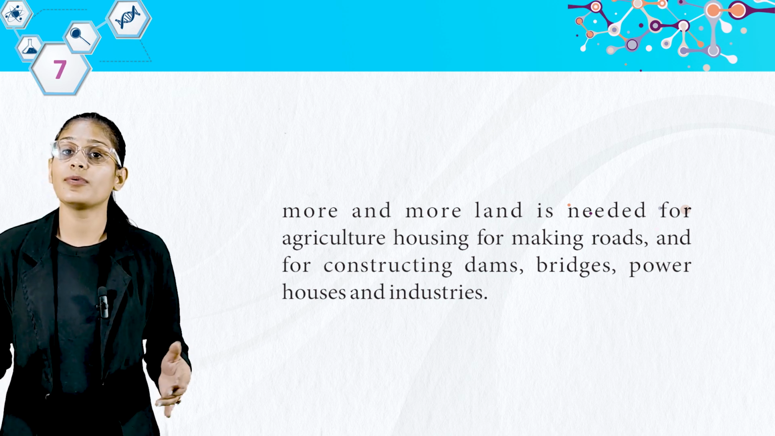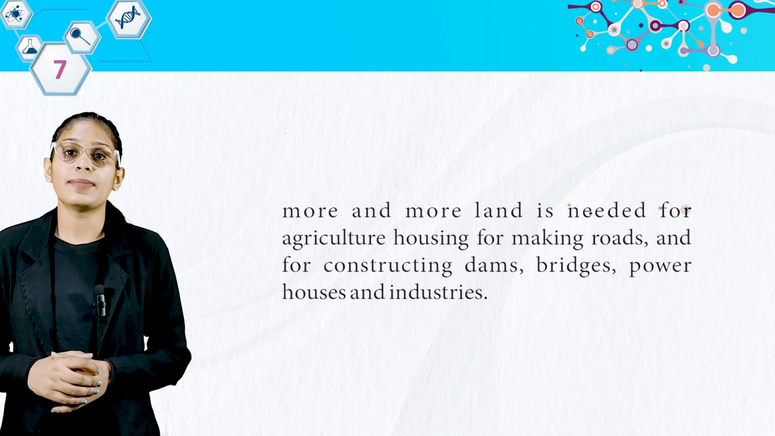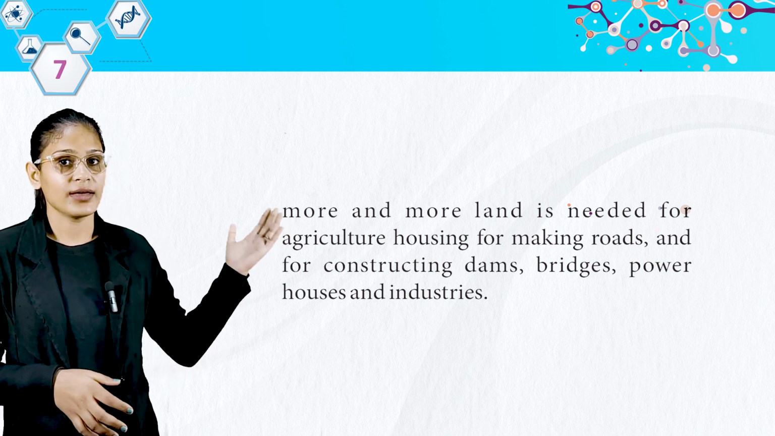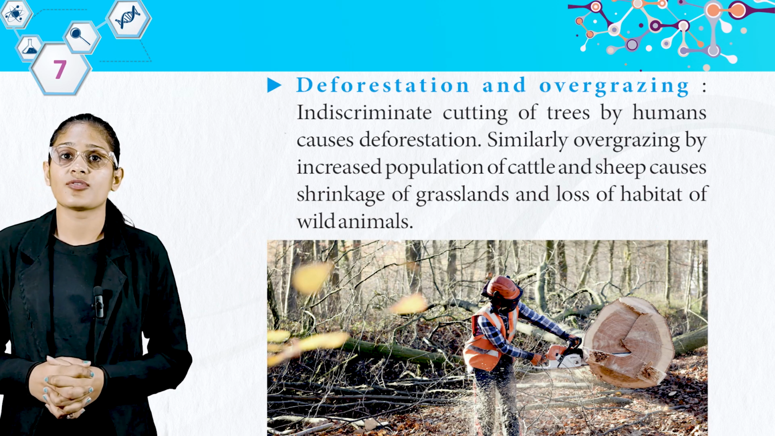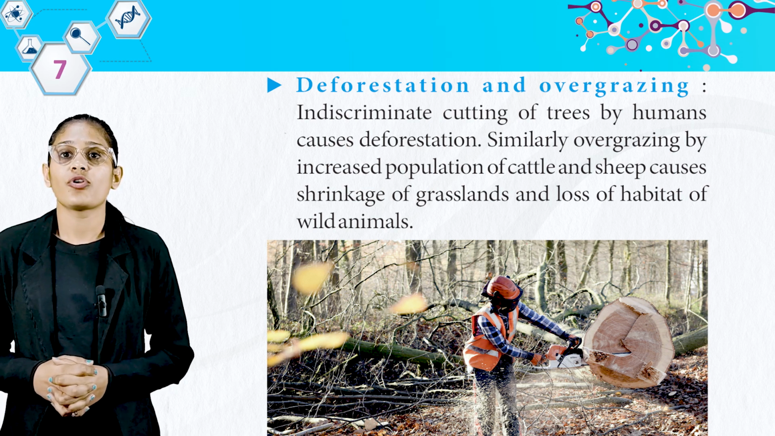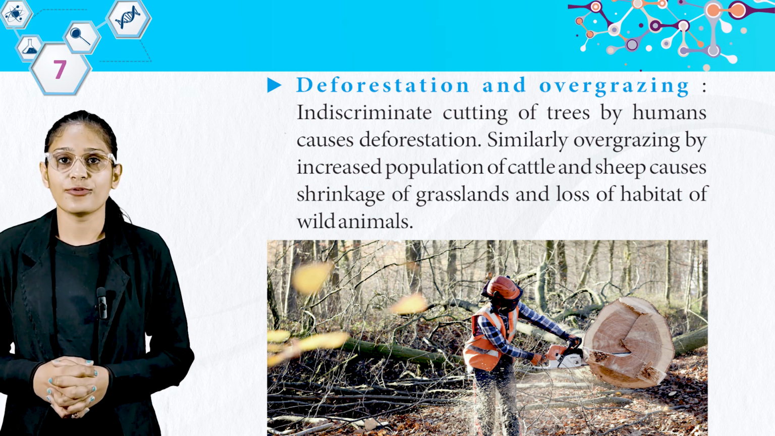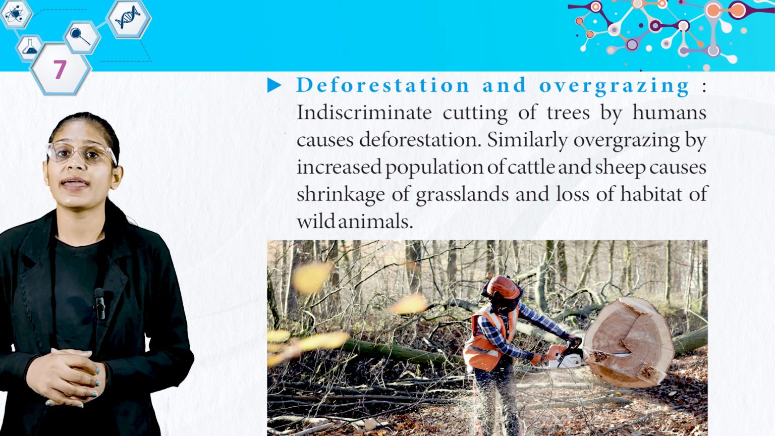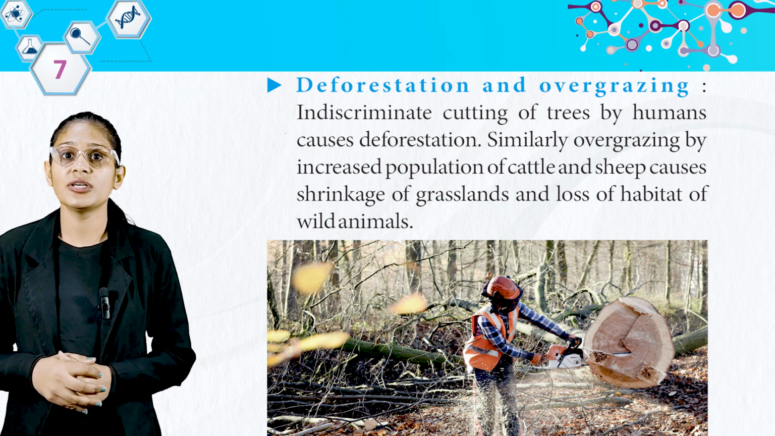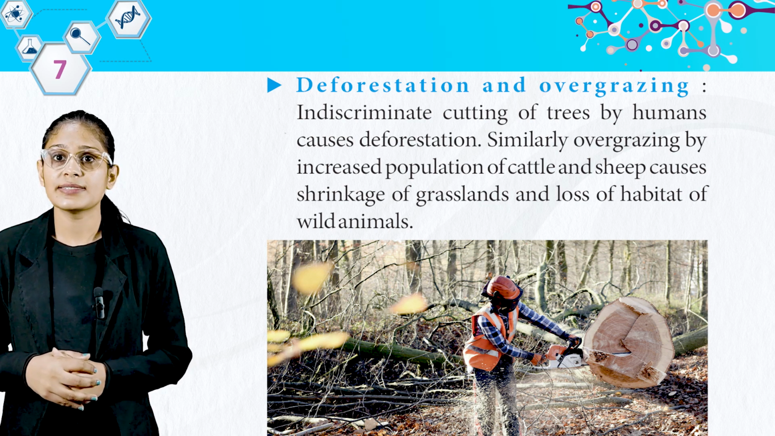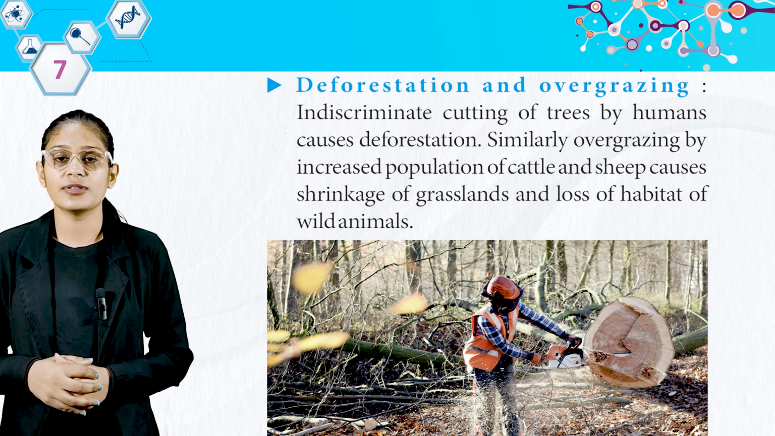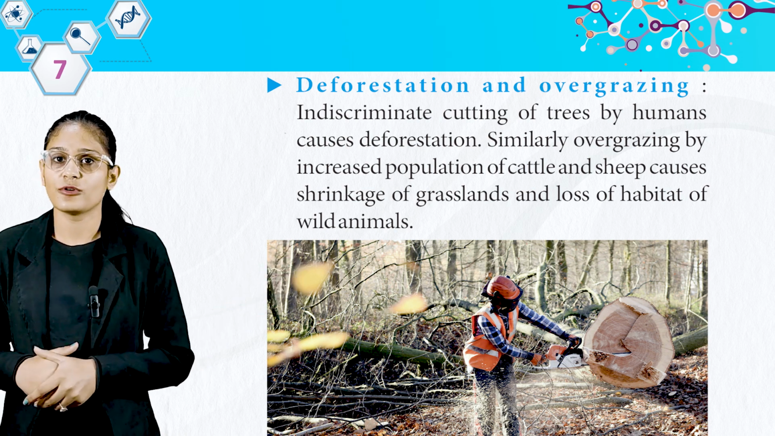So students, human population increase होने की वजह से भी biodiversity affect होती है. Here, deforestation and overgrazing. Indiscriminate cutting of trees by humans causes deforestation. Similarly, overgrazing by increased population of cattle and sheep causes shrinkage of grasslands and loss of habitat of wild animals. Look at the picture, we have deforestation.